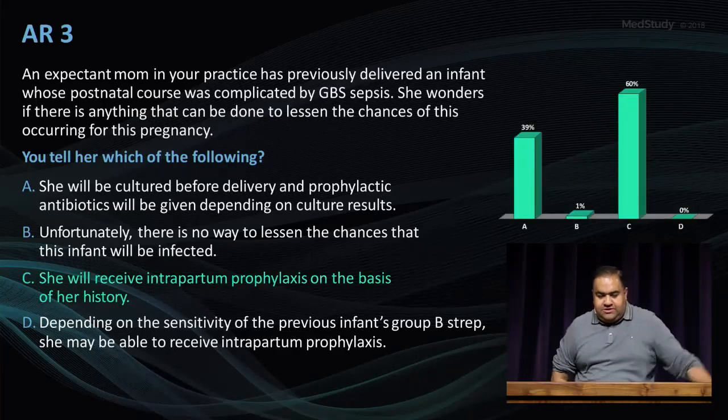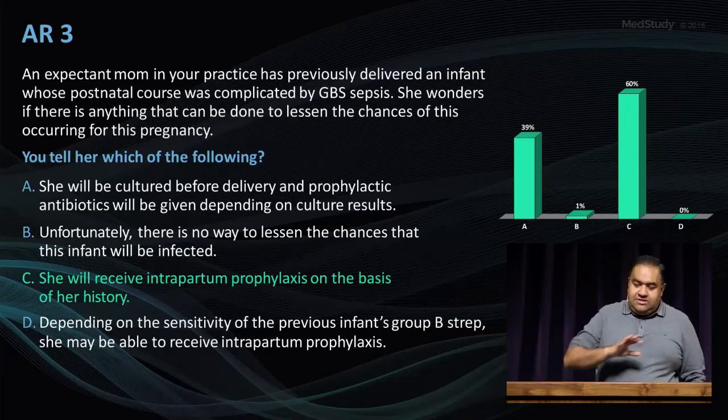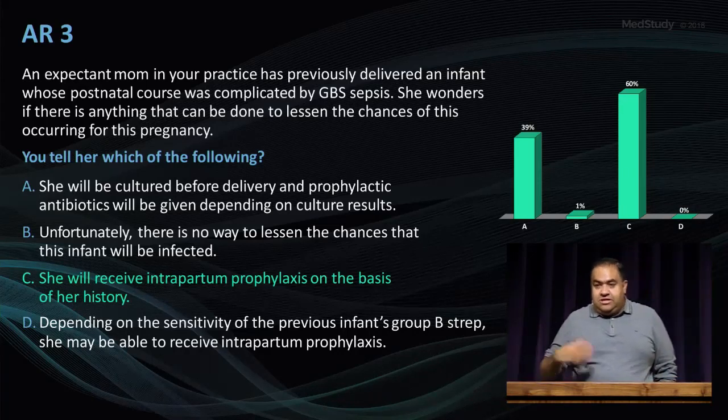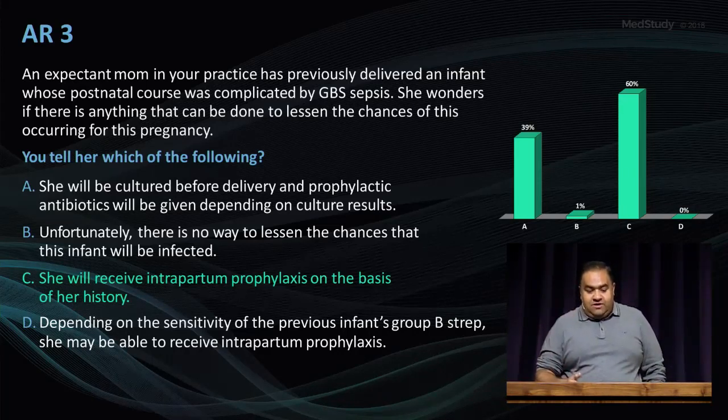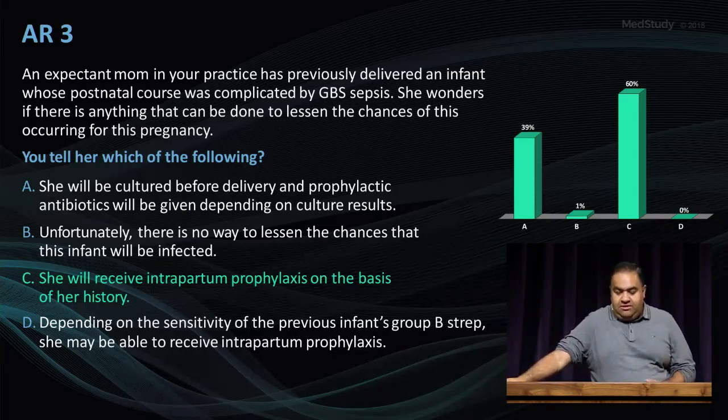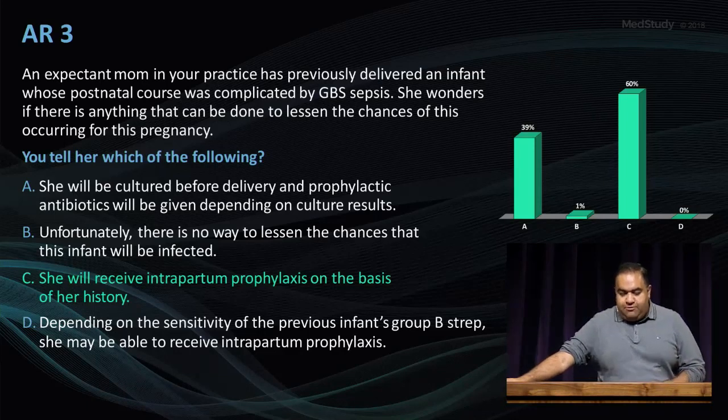Okay, so she will receive intrapartum prophylaxis on the basis of her history. Now remember, this is an expectant mom. It doesn't matter what she previously delivered. She had a risk of GBS sepsis, but she's going to go through the routine basis here. The question, you tell her which of the following, and I think the concern is between A and C. She'll be cultured before delivery, and prophylactic antibiotics will be given depending on culture results.